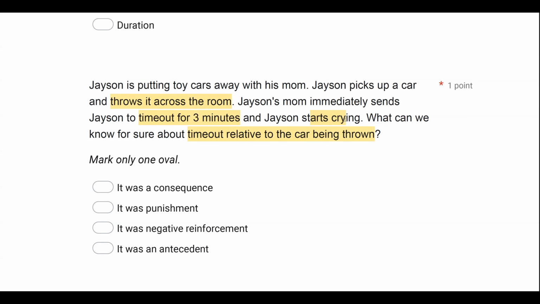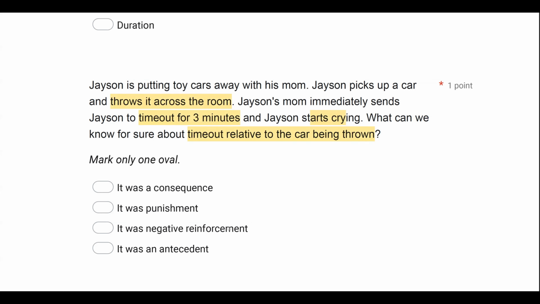What do we know about timeout? Do we know how it affected picking up the car and throwing it across the room? We don't. We don't know what future behavior looks like. So all we know for sure is that timeout was a consequence. We don't know if it was B, punishment, because we don't know if throwing across the room decreased. So we can't say it was punishment. We don't know if it was negative reinforcement, because we don't know if throwing across the room increased. So we can't say it was reinforcement.